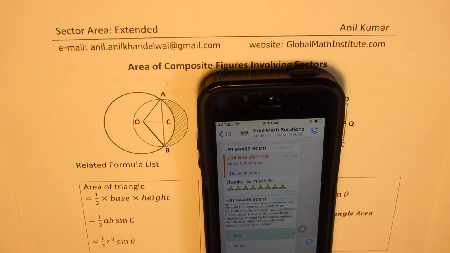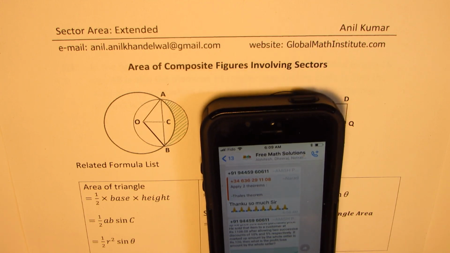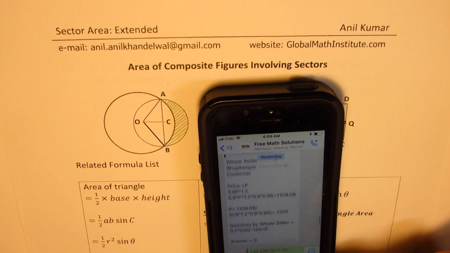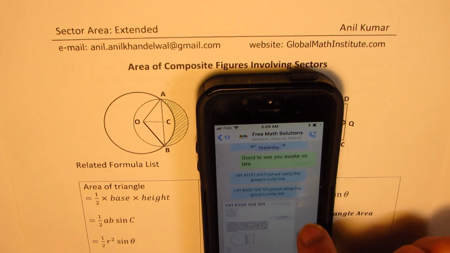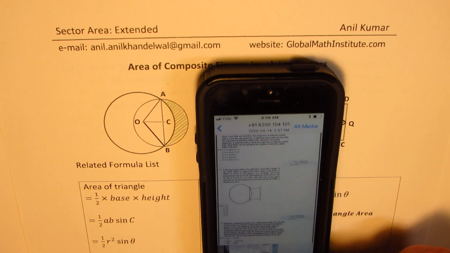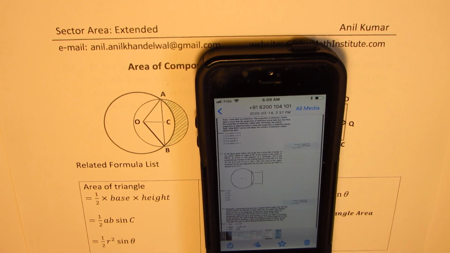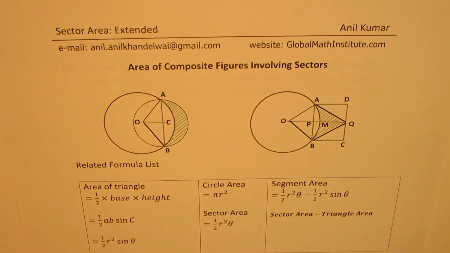So in a couple of days, we got about 6 questions related to this topic, which is finding area where sectors are involved. So I've taken up this question from one of our subscribers who wants to really understand this topic, and that's the kind of question which we are going to discuss now. I hope its solution will help many others. Now, since there have been a couple of similar questions, I am trying to summarize the approach.